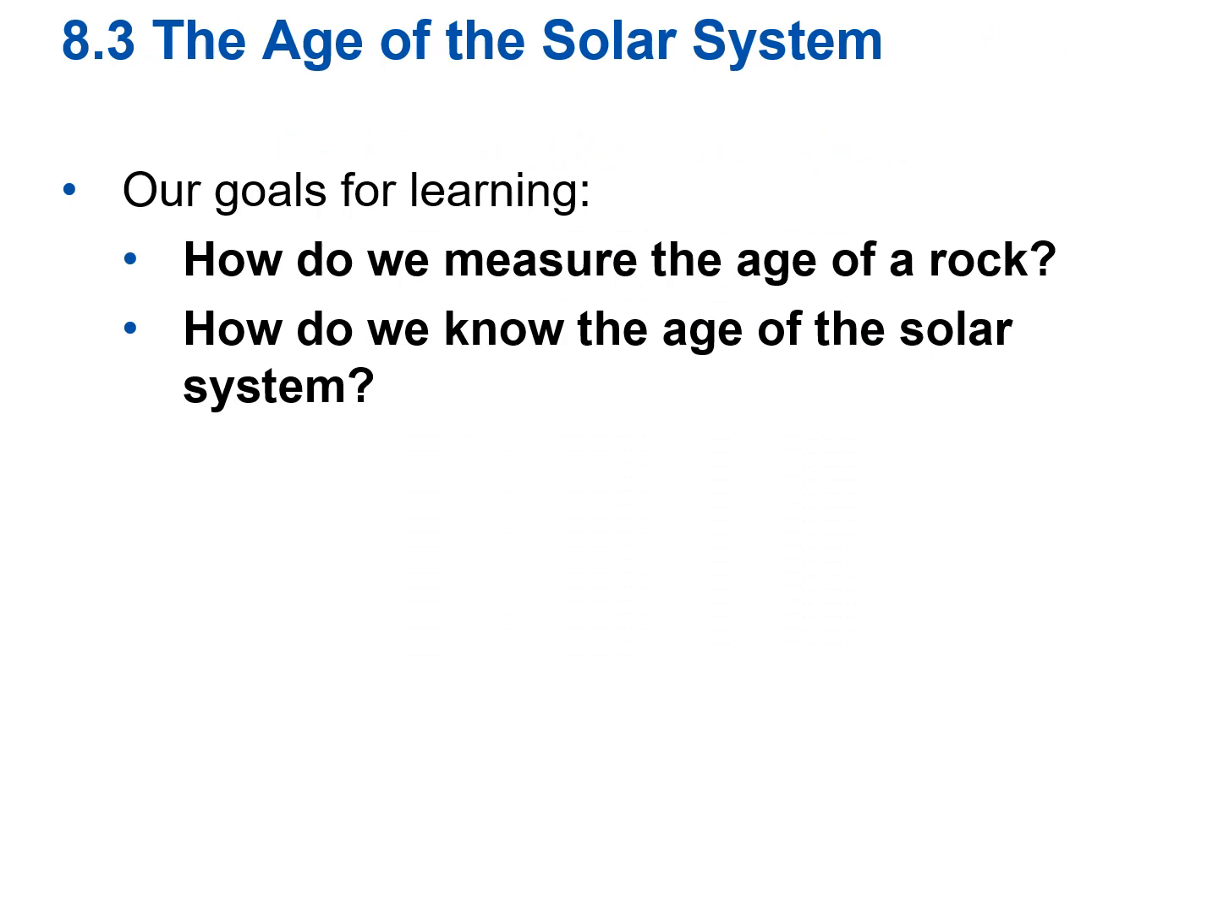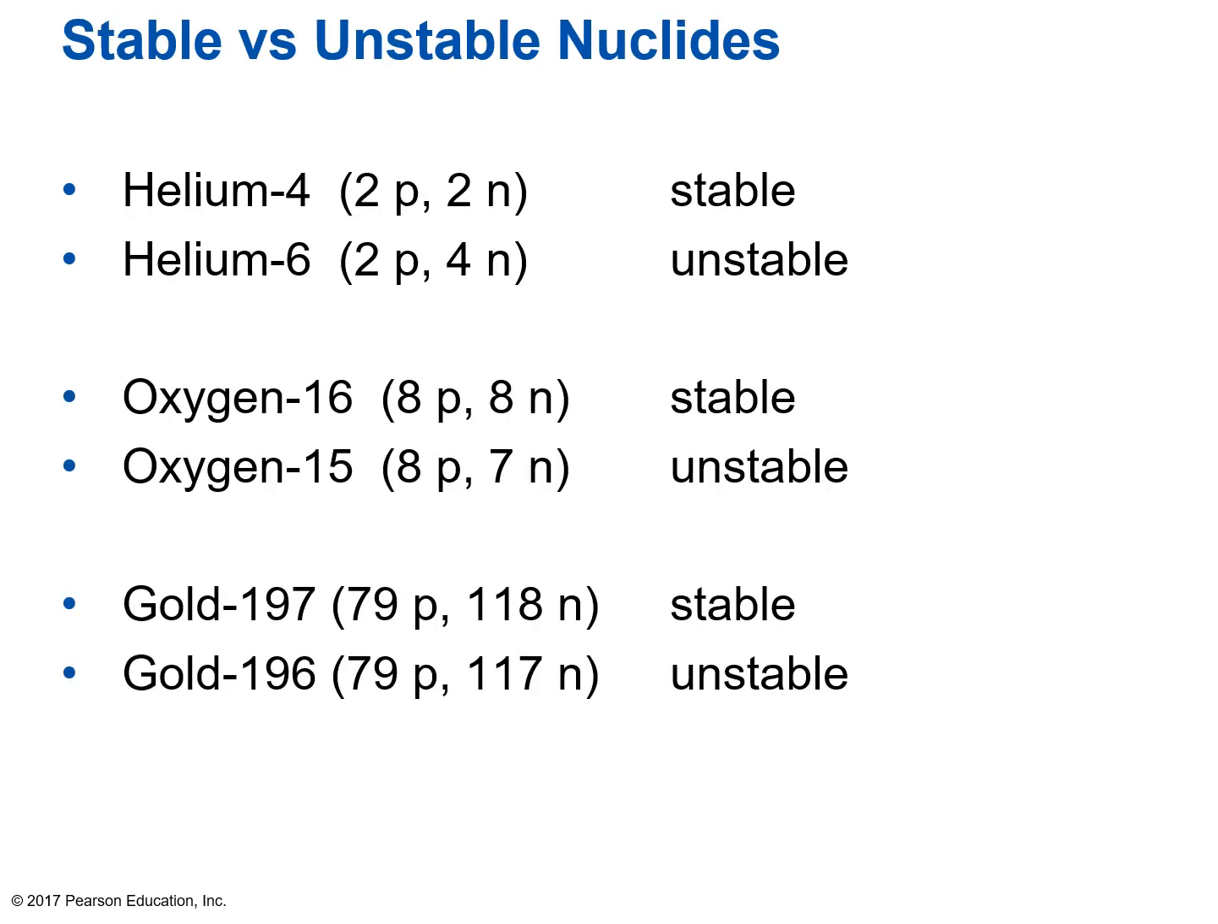Our goals for learning: how do we measure the age of a rock, and how do we know the age of the solar system? To be able to understand how we assess the age of the solar system, how we assess the age of rocks, it's important to have a basic foundation of some nuclear physics. And so let's think about nuclei, a bit of chemistry that we started learning back in Chapter 5.